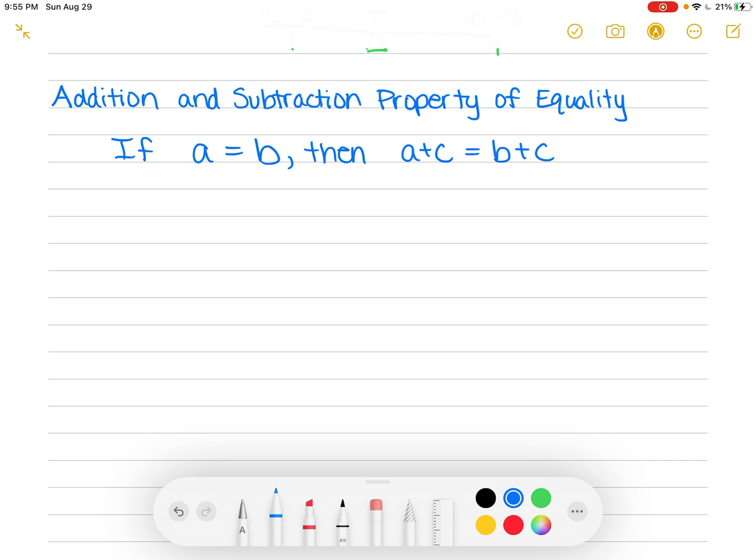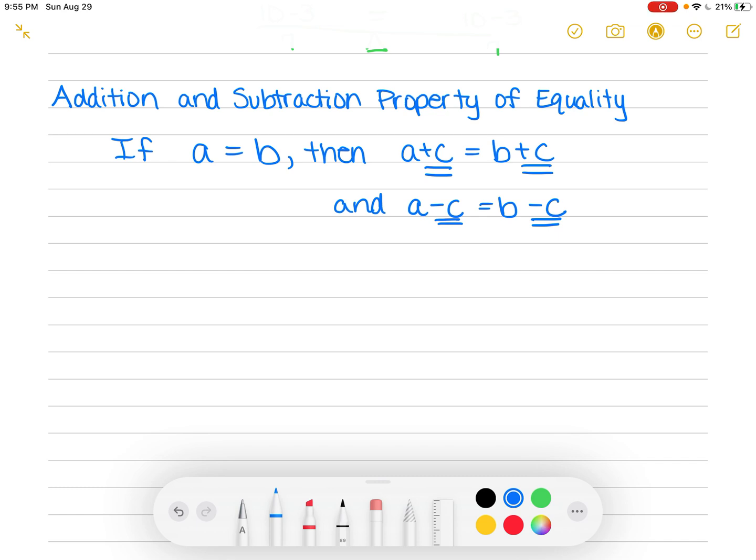Okay, so they're saying that if I add C on this side, I have to add C on this side to keep it balanced. So it's exactly what I just showed you. Okay, and the same is true for subtraction. So if A equals B, and I subtract C on this side of the equation, then I have to subtract C on this side of the equation. So those are both the same.